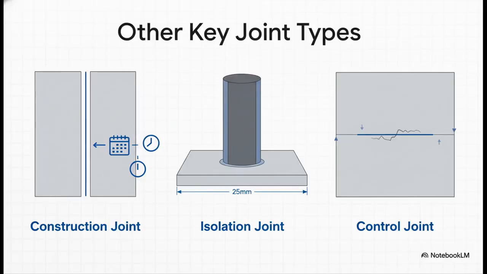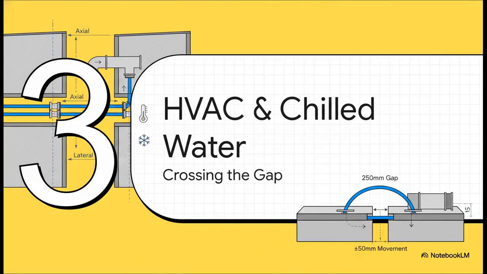Beyond those two, engineers have a whole toolbox of other specialized joints. You've got construction joints for when you pour concrete on different days, isolation joints to separate things like slabs from columns, and control joints, which are basically planned weaknesses to tell a big slab of concrete exactly where to crack as it shrinks.